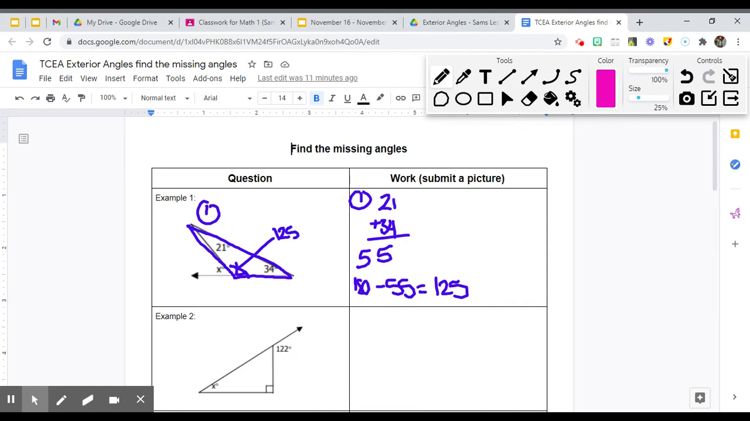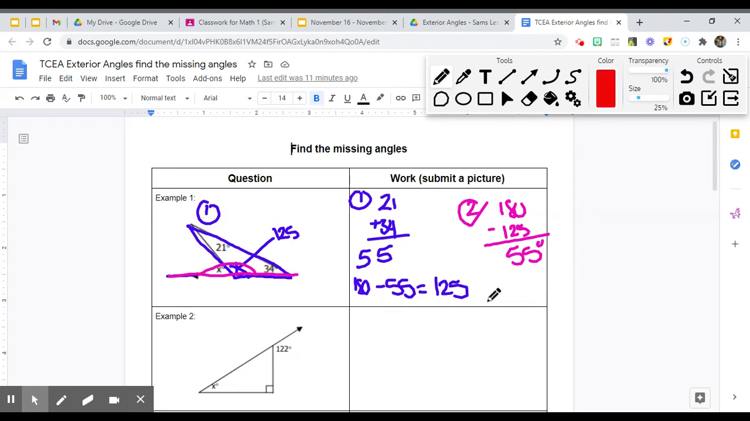The next thing that I see on this particular image here is a straight line. Okay, so x and that 125 degrees lie on that straight line, and I know that a straight line has 180 degrees on it. So we're going to take 180 and subtract 125. That operation should look familiar because we just did it. And so that answer would be 55 degrees. So x is equal to 55. And you can put that anywhere that you would like to.